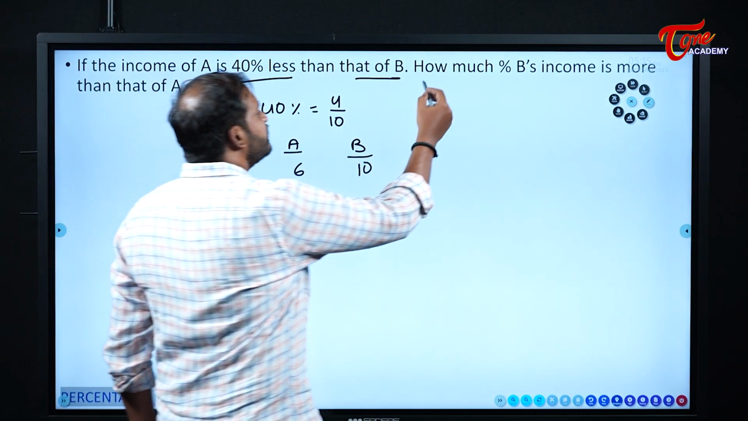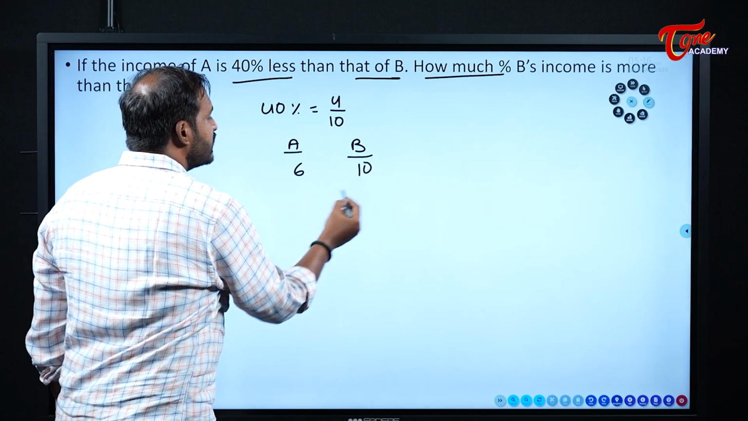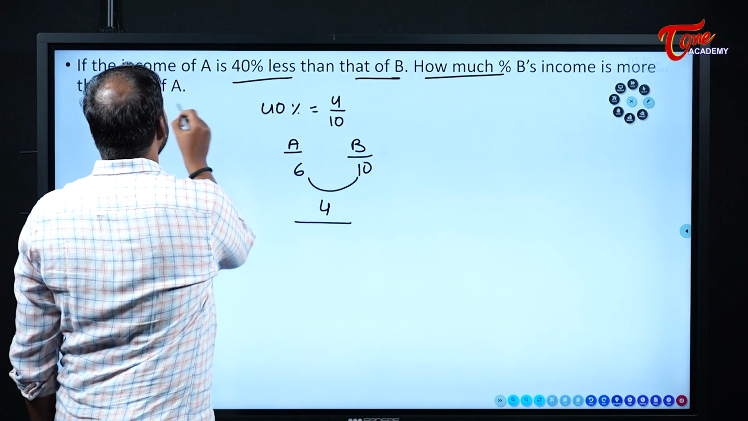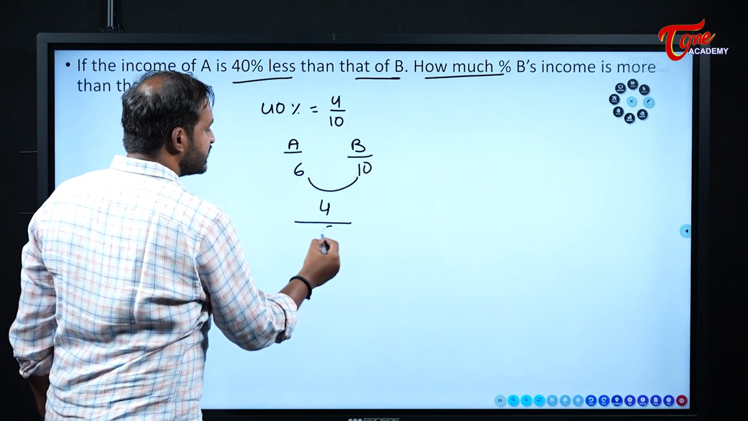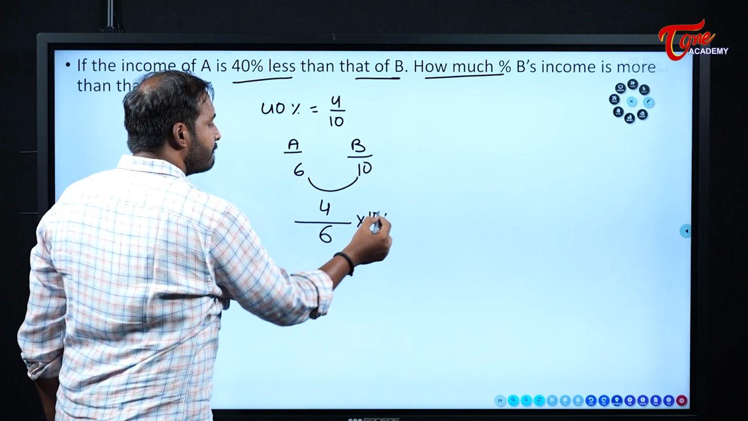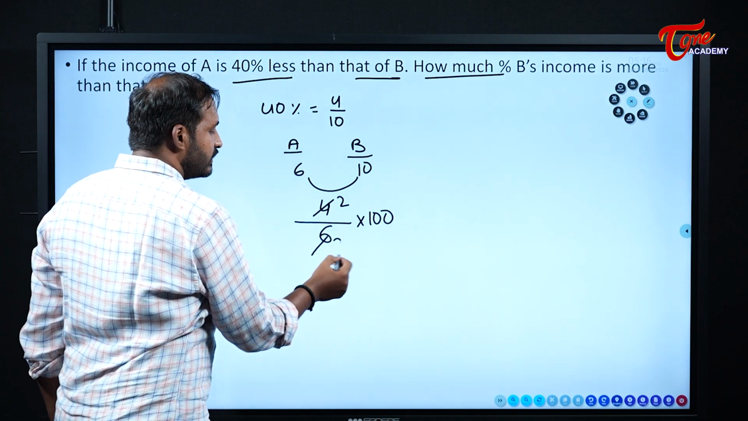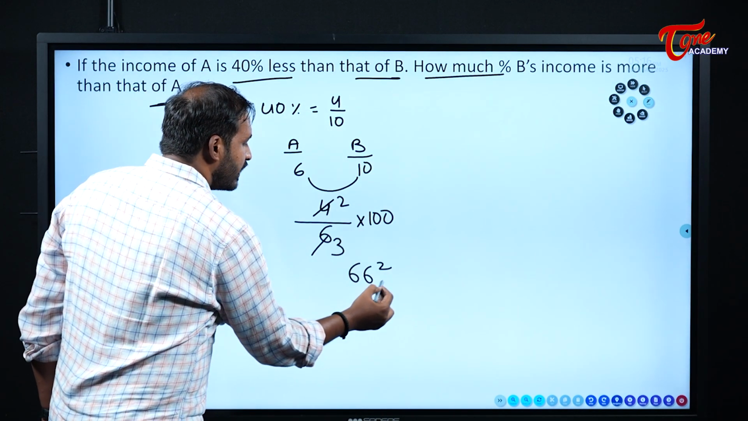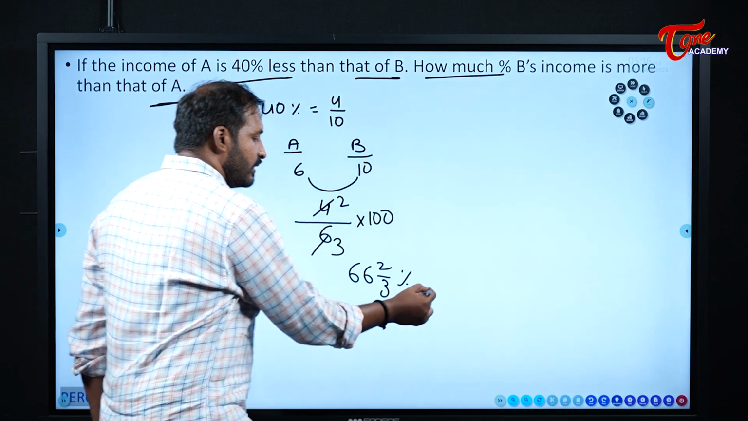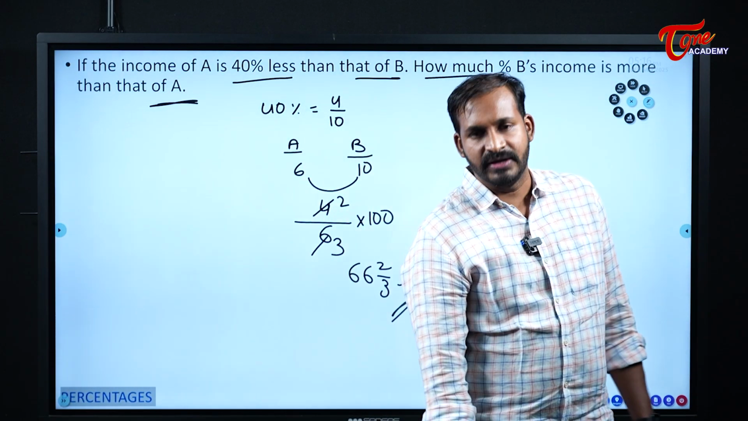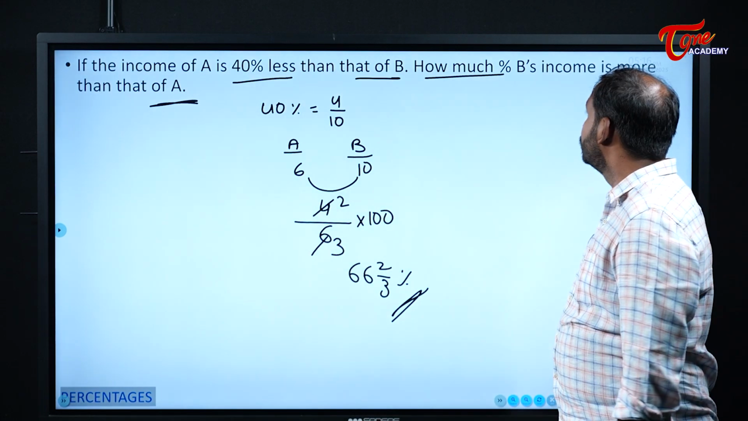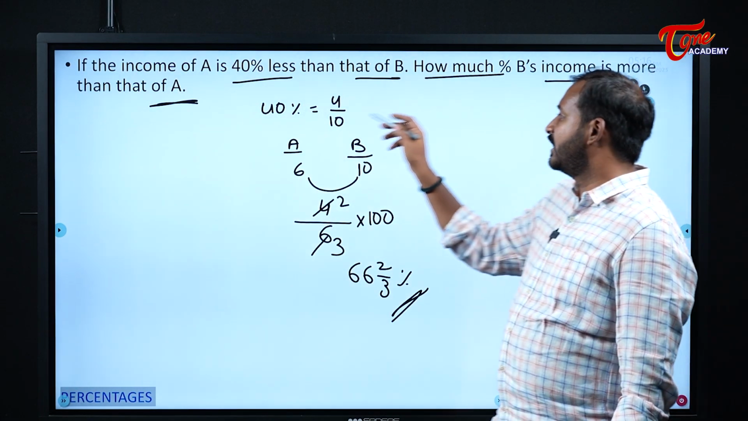Now, how much is B's income more than that of A? So what is the difference between them? 4 parts. We are comparing it with A, right? So A is how many parts? 6 parts into 100. So what you will get here? 2 by 3. 2 by 3 is nothing but 66 2 by 3 percentage. If you are really good, you can get the answer very quickly. 66 2 by 3 percentage is the value of B's income more than that of A's income.